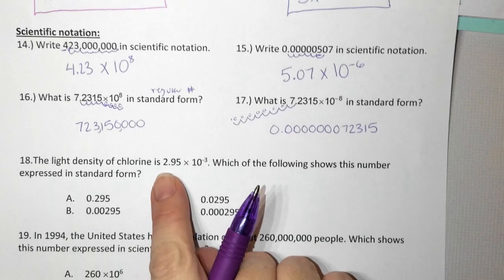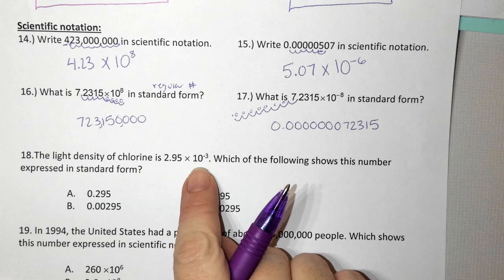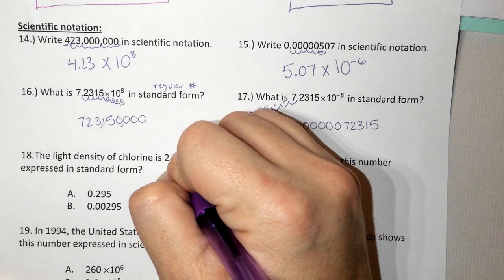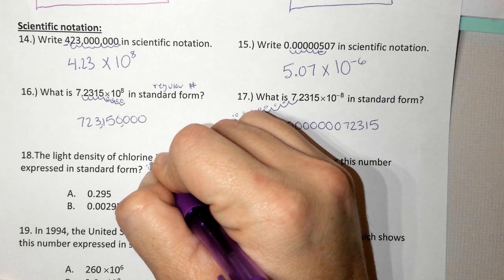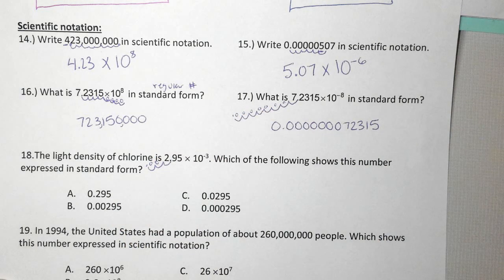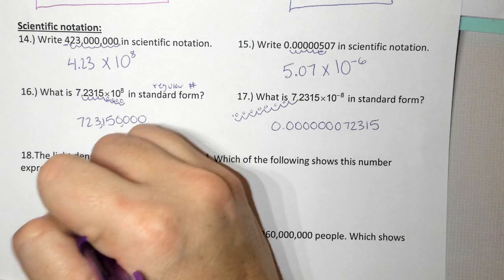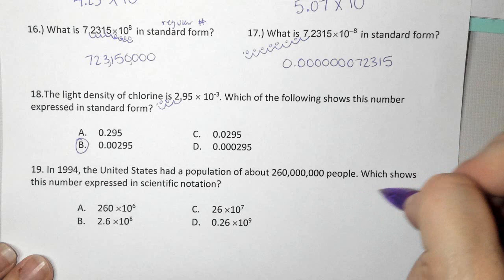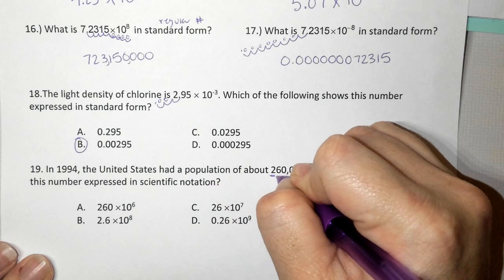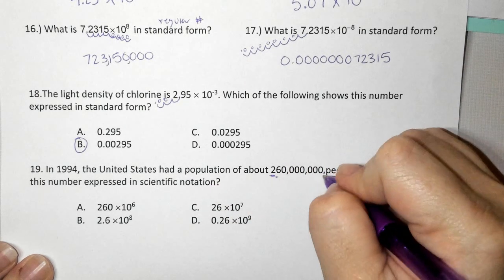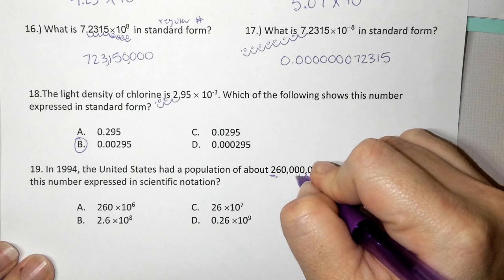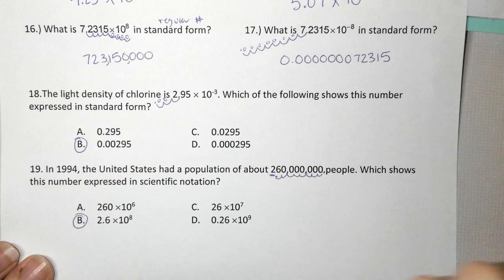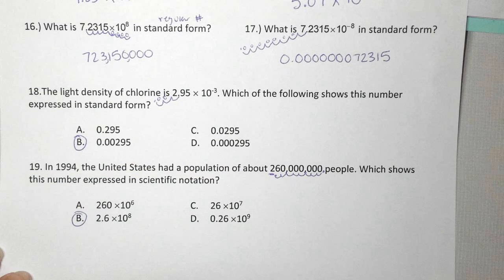Okay, the density of chlorine is 2.95 times 10 to the negative 3. Negative 3 is going to make a number smaller than 1. So I'm going to move 1, 2, 3, which is 0.00295. So 2 zeros, which is B. Okay, to put this in scientific notation, it's going to be 2.6. The current decimal is here. So 1, 2, 3, 4, 5, 6, 7, 8. So to the 8th power. B. Okay, good luck on your test.